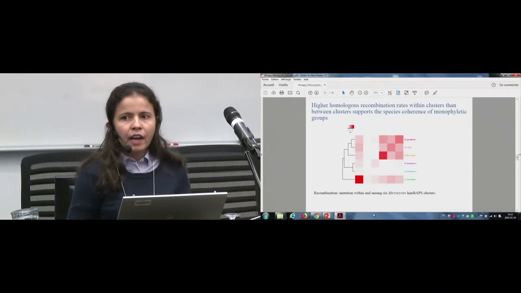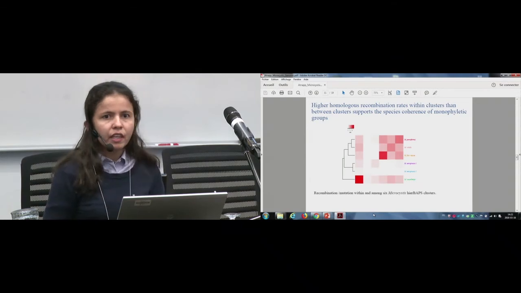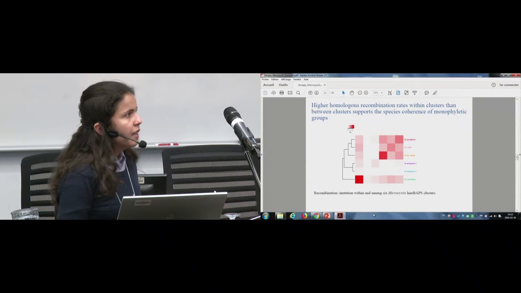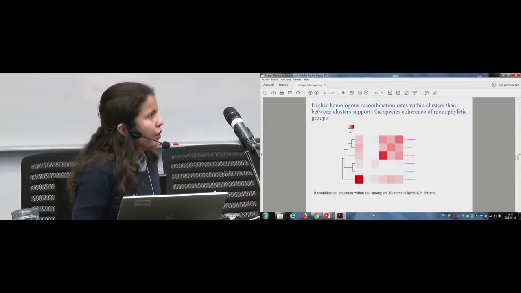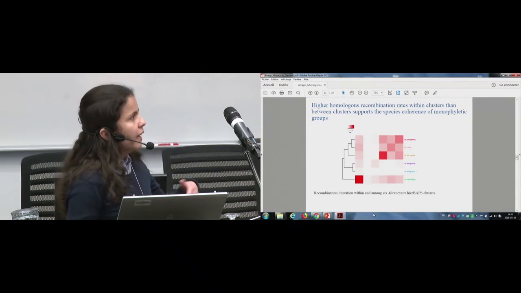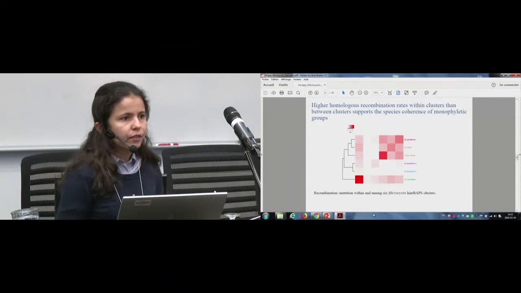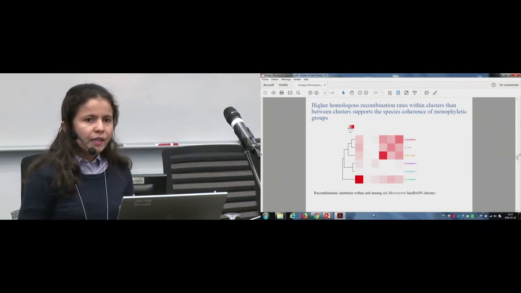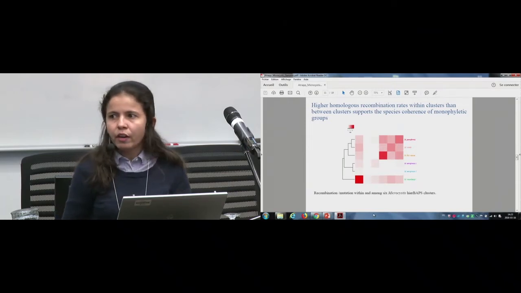Another thing that helps to understand the species coherence in Microcystis, in the genomic clusters that we identified, is this matrix of values of homologous recombination within clusters. We can see that the intensity of colors is proportional to the recombination mutation rates. So we expect that within a species the recombination values tend to be higher, but between species these values are lower.